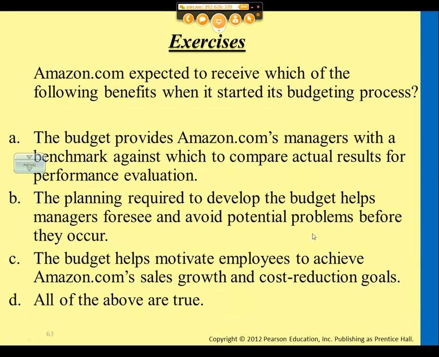Okay, so let's look at the example of Amazon. Amazon.com expected to receive which of the following benefits when it started its budgeting process? A is the budgeting provides Amazon.com managers with a benchmark against which to compare actual results for performance evaluation. B, the planning requires developing the budget that helps managers to foresee and to avoid potential problems before they occur. And C, the budget helps to motivate employees to achieve Amazon.com sales goals and cost reduction goals. So which one do you think it is? Yeah? Why do you think it's all of the above?